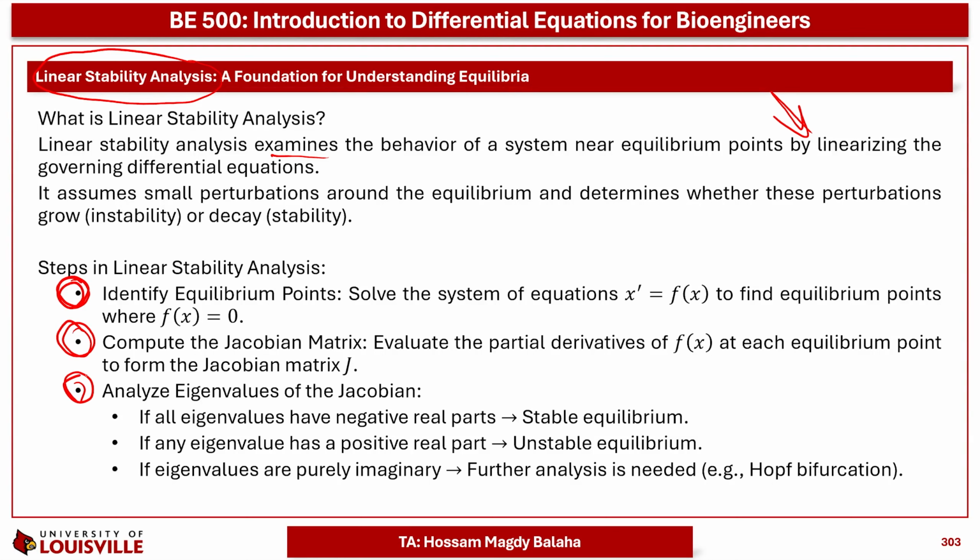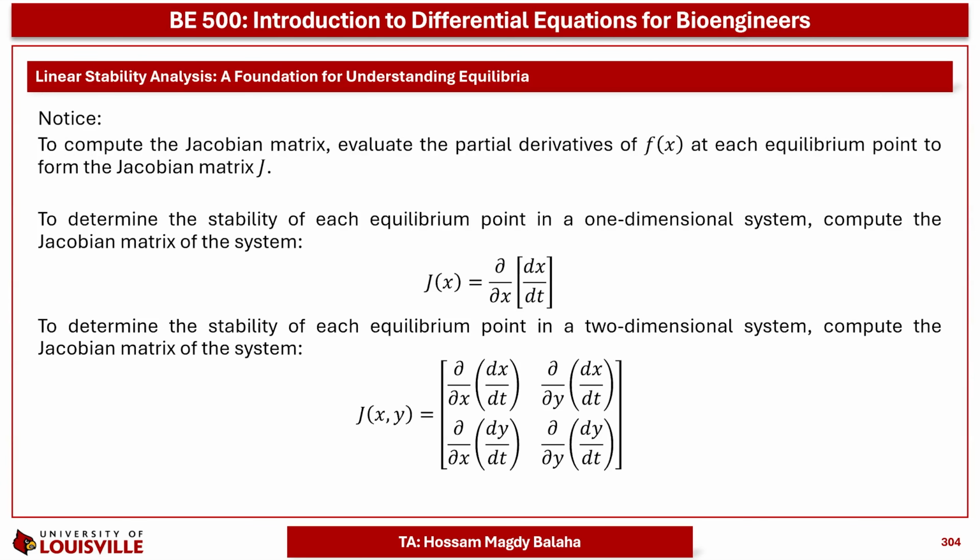Then we analyze the eigenvalues of the Jacobian. If all eigenvalues have negative real parts, this means a stable equilibrium. If any eigenvalue has a positive real part, this means an unstable equilibrium. And if eigenvalues are purely imaginary, further analysis is needed, or we can say neutral stability. So simply get the equilibrium points, compute the Jacobian matrix and get the eigenvalues, check each eigenvalue and make a conclusion.